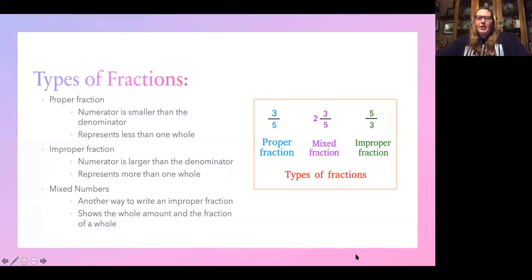Okay, so there are three different types of fractions. The first one is a proper fraction, which is right here. It is where the numerator is smaller than the denominator and it represents less than one whole. An improper fraction is over here, and that is when the numerator is larger than the denominator. That represents more than one whole. And then a mixed number is another way to write an improper fraction, and it shows the whole amount and then the fraction of a whole.